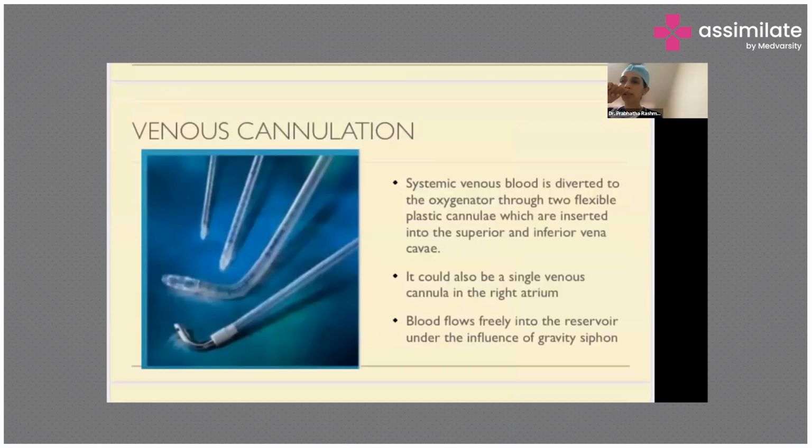So these are venous cannula, and they're used to divert the blood, the venous blood, into the cardiopulmonary bypass machine. And generally, like I told you, we put it either in the SVC or IVC. Sometimes it can be even a single line in the right atrium. So under gravity, blood from the venous cannulae goes into the venous reservoir.